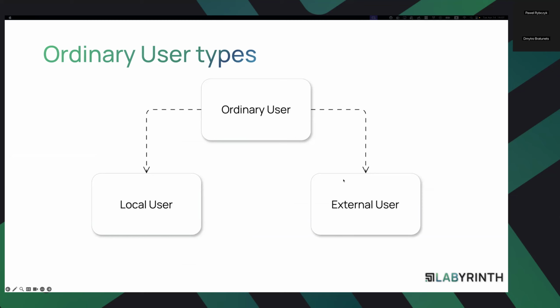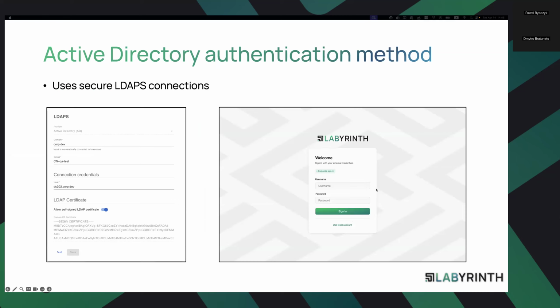Now that we have covered the updated user management structure, let's take a closer look at the new authentication methods, starting with Active Directory. Administrators can configure the platform to authenticate users using their Active Directory credentials and secure LDAPs connections. This allows users to sign into the management web interface with their existing corporate credentials, simplifying access management and aligning with standard enterprise authentication policies.